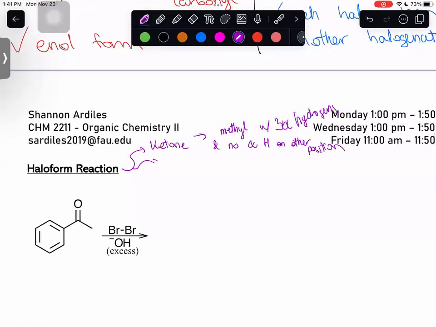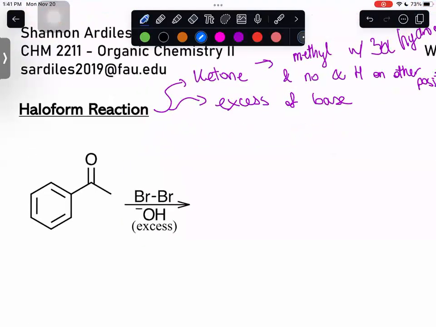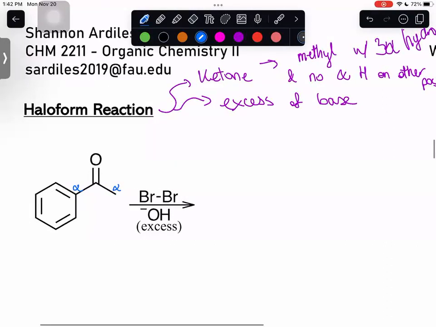Now the other requirement for this reaction is an excess of the base. It can be any base, but it has to be in excess. So again, we're just going to be looking at our alpha positions. We have our 3 hydrogens available in here. If we have a base, we've seen this before. Very first step, what happens? The OH attacks the alpha hydrogen. In this case, it is only going to attack one side because we only have one possible attack.